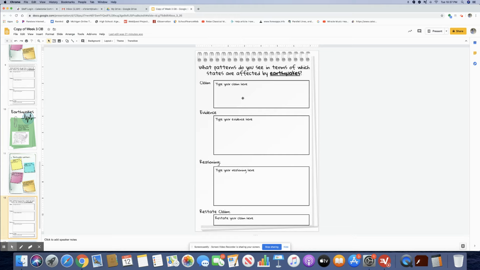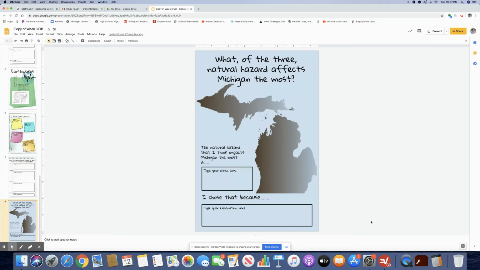And what evidence is there? Well, most earthquakes, 90% of them, occur near fault lines. Okay, and the evidence will be the map again. Your reasoning? Well, okay, if you're not near a fault line, the chance of you being affected by an earthquake is very, very slim. Okay, and then restate your claim.